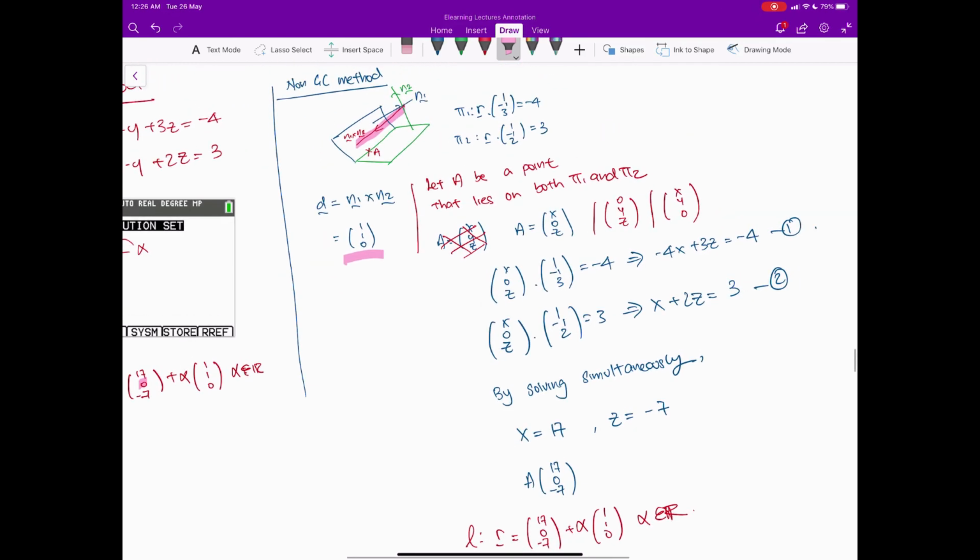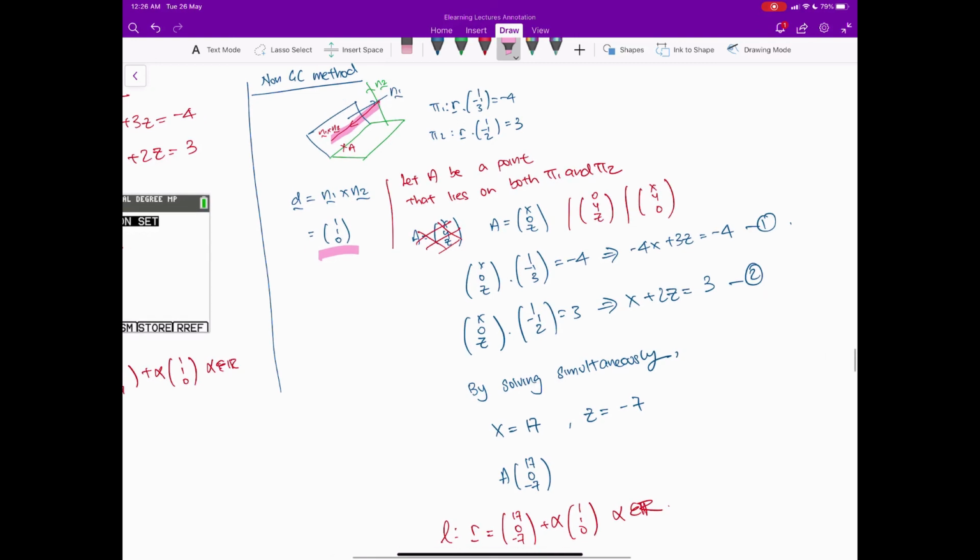So take note of the 2 steps. You find the direction of the line of intersection by crossing the 2 normals. Then you let a point that lies on both planes, let one of the variables be 0, and solve simultaneously. That's all for the relationship between two planes and how to find the line of intersection between two planes as well.